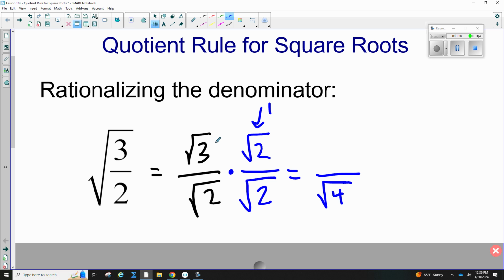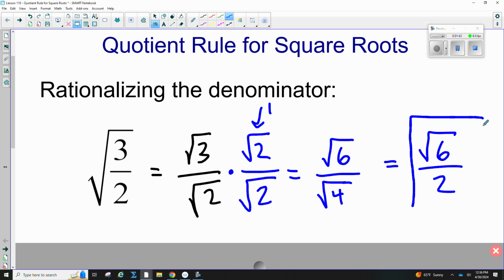All right, and then the top here, we would get the square root of 6, multiply those. And then we keep our square root of 6 because it's okay to have radicals in the numerator. And then on the bottom, the square root of 4 is equal to 2. That's my answer, okay? And that is called rationalizing the denominator. That's what we call that, when you get rid of the radical, okay?